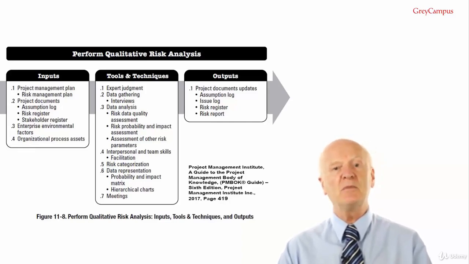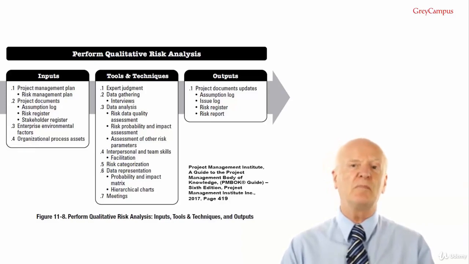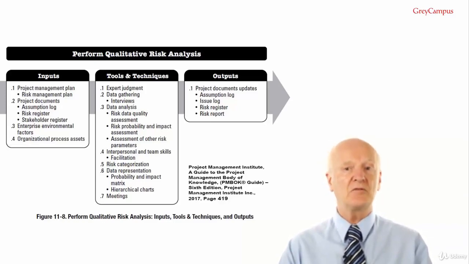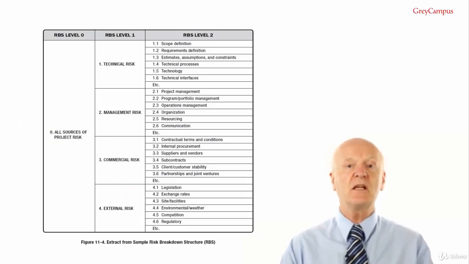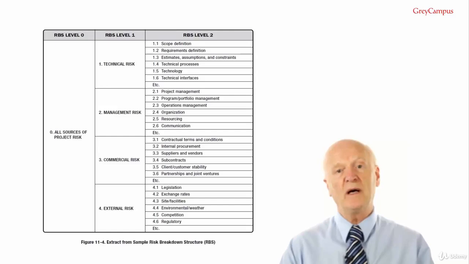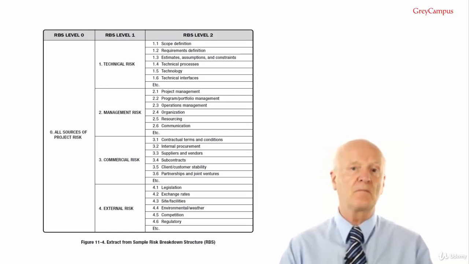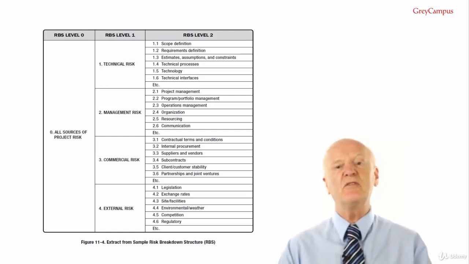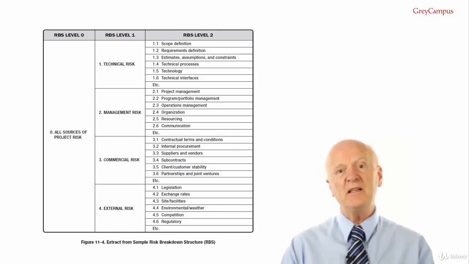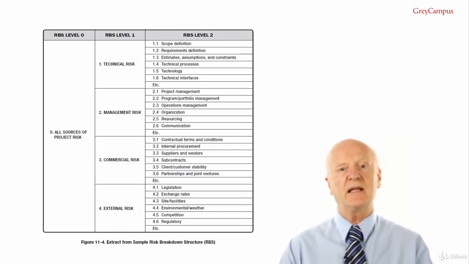The consideration of some of these characteristics could provide more robust prioritisation of risks than possible by only assessing probability and impact. Tools and techniques number 5, risk categorization. Risks to the project can be categorized by sources of risk, e.g. using a risk breakdown structure, such as the one in figure 11.4. In this case, the risks have been broken into 5 categories: technical, management, commercial and external. And you can see the contributors to each risk category.